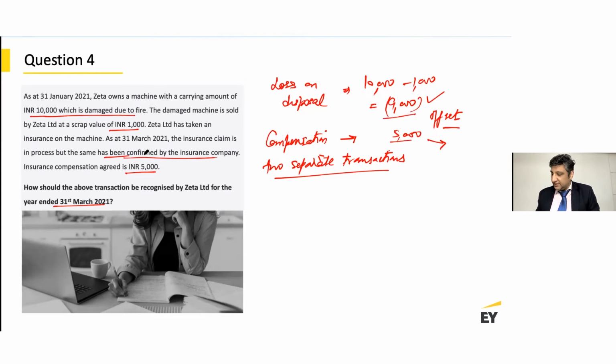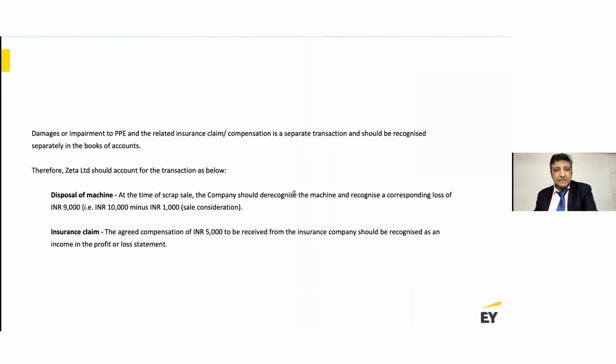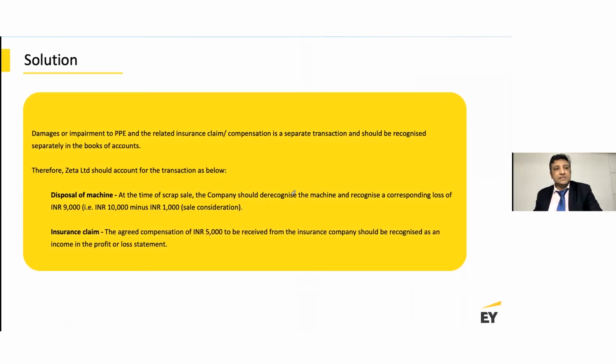So what I was trying to say is that these two items are shown separately and not adjusted against each other. All right. Let's have a look at the formal solution. We are provided with this information where we say that the damages or impairment to property, plant, equipment, and the related insurance claim or compensation are two separate transactions, okay, and should be recognized separately in the books of accounts.